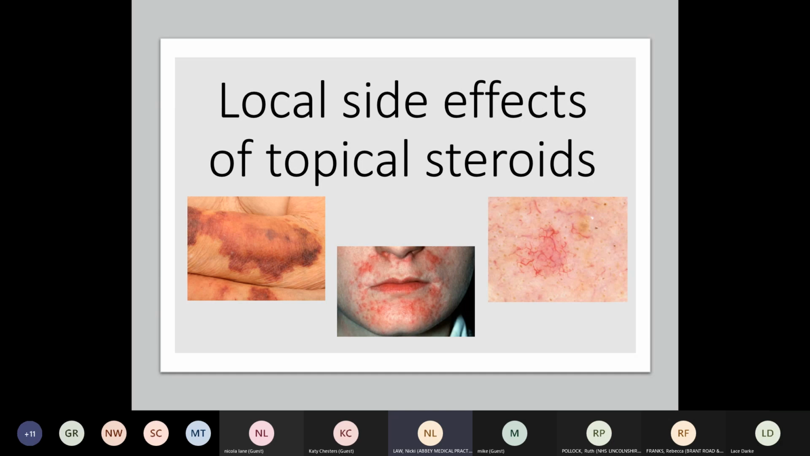And then Katie has said in the chat about adrenal issues, and she's absolutely right. You do absorb a little bit of steroids. So if you're using lots and lots of steroids, then it can suppress your adrenal response.